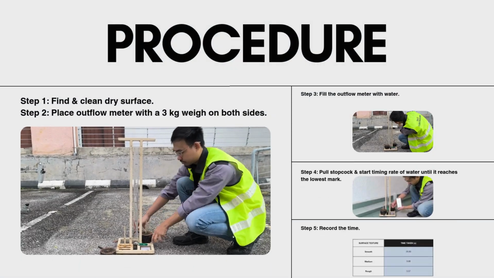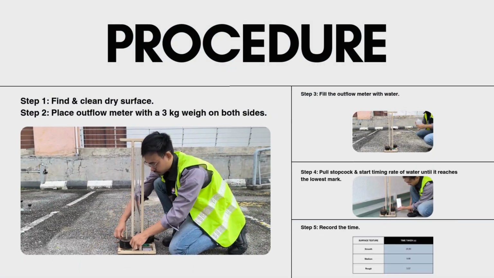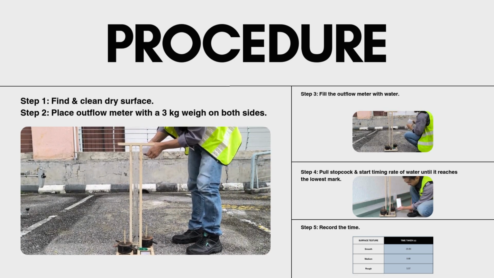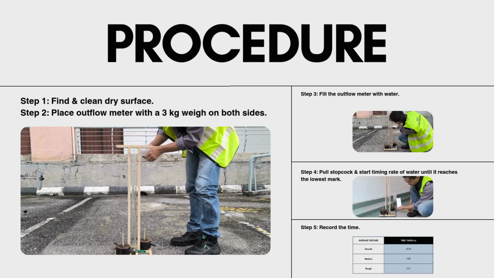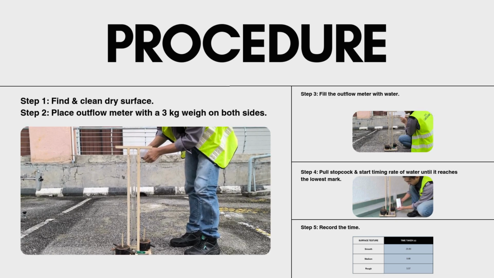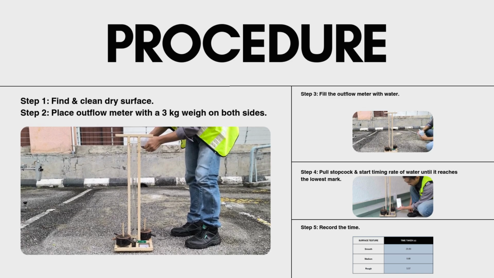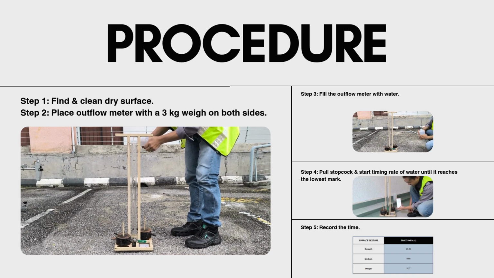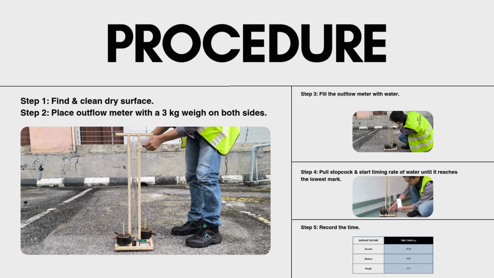Before we actually start the outflow meter test, there are a couple of things that we have to set up. First thing we do is find a clean and dry surface. This is important because the outflow meter needs to sit flat and steady. If the ground is wet, uneven, or dirty, it can mess with the stability and also affect the accuracy of the test. Once the surface is ready, we can move on to setting up the equipment.